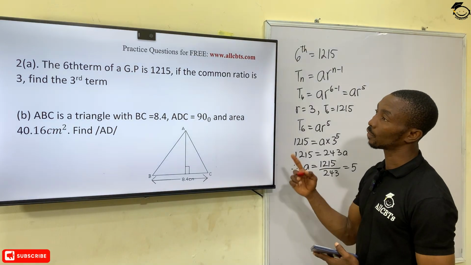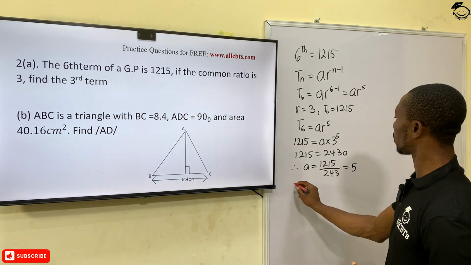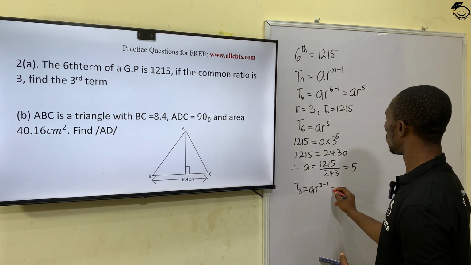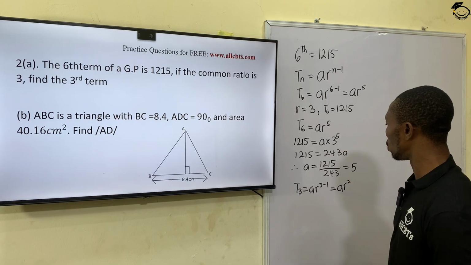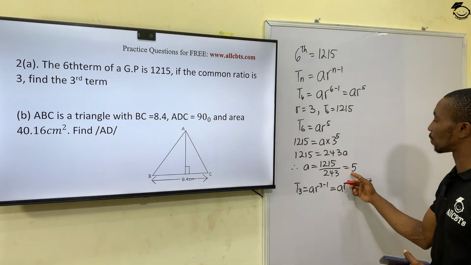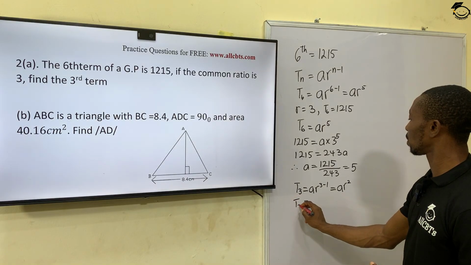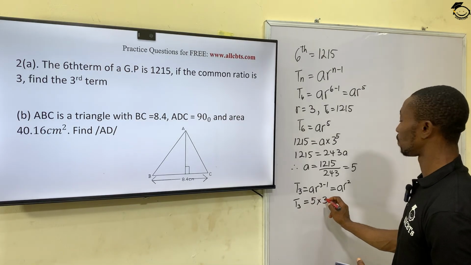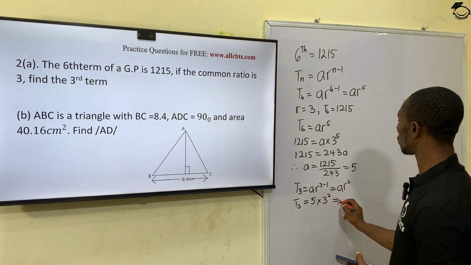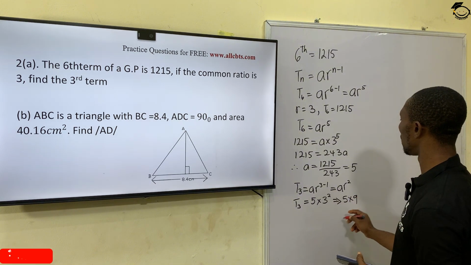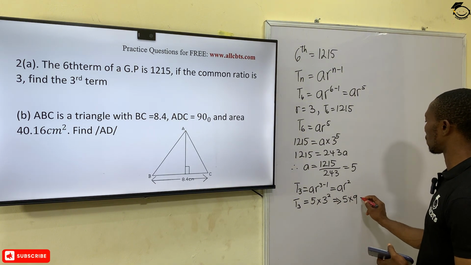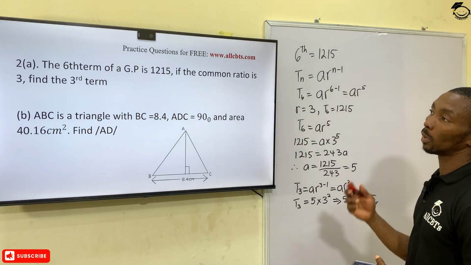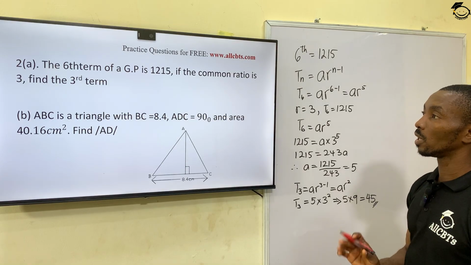Now, the question says find the third term. So T3 would be ar^(3-1), which would be ar raised to power 2. Now, bearing in mind that our first term is 5, so our T3 would be first term 5 times our common ratio, which is 3 raised to power 2. So this will give us 5 times 9. 3 times 3 will give us 9. So 5 times 9 will give us 45. So our third term for the geometric progression is 45.